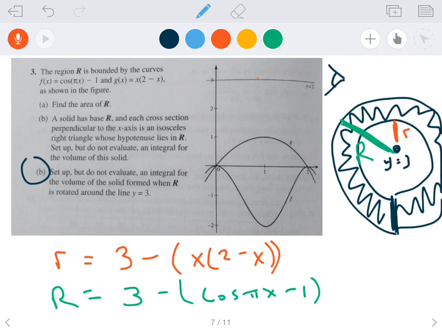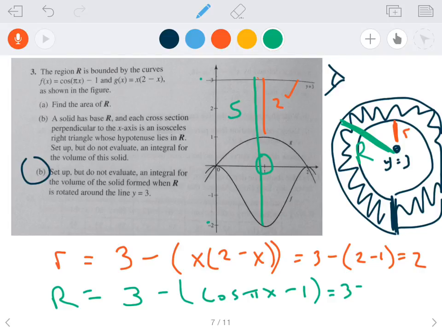Let's say I pick the value x equals 1. At x equals 1, my little radius should be from here to here, and I can see from reading the graph that that's 2. And my big radius should be from here all the way up to here, and from the graph, going from -2 to 3, that's 5. So I'm going to plug in x equals 1 and make sure that I get those respective radii. For little r, if I plug in 1, I get 3 minus 1 times 2 minus 1. 2 minus 1 is 1, and 3 minus 1 is 2. Cool, that one worked.